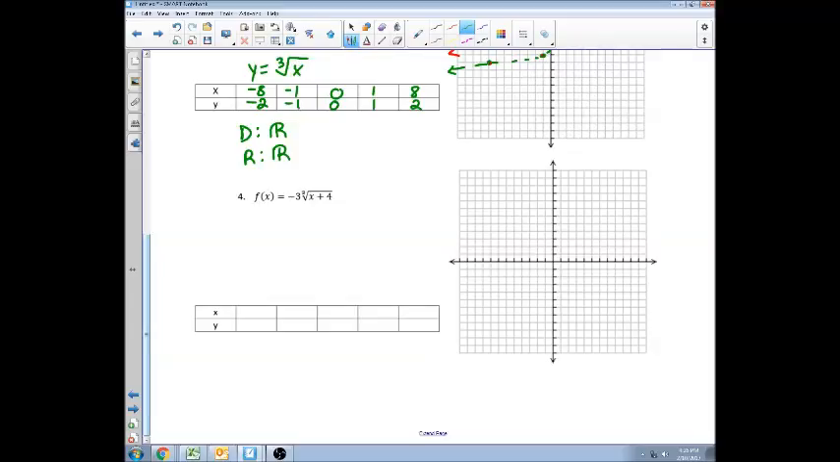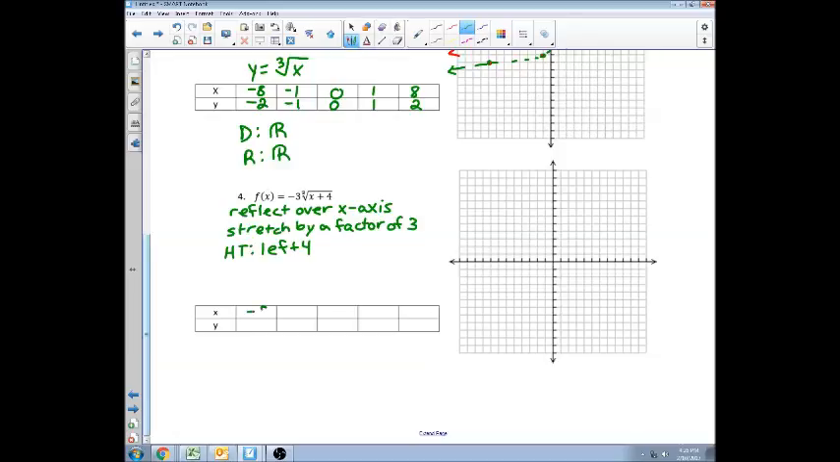Since I have a negative in front of my cube root, it's going to reflect over the x-axis. The 3 tells me I'm going to stretch by a factor of 3. And then this x plus 4, this positive 4 underneath the cube root, tells me I'm going to have a horizontal translation. It's going to be the opposite of positive, which means I'm going to go left 4.